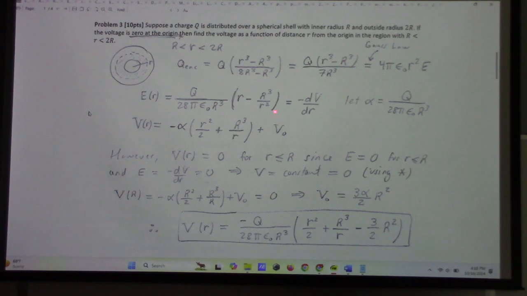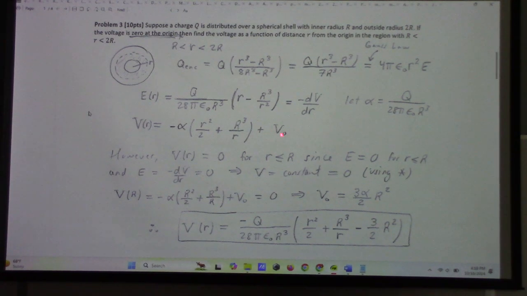as a function of R by integrating this, alpha times R minus R cubed over R squared. Integral of R is R squared over 2. Integral of R cubed over R squared is minus 1 over R, but the minus cancels and you get a minus a plus. I keep the minus outside, you know, got to put it somewhere, so there it is. And then plus V naught, because when we integrate, we add a constant.